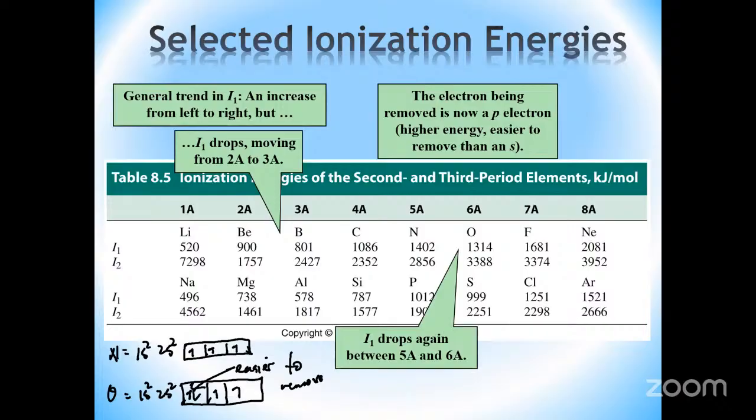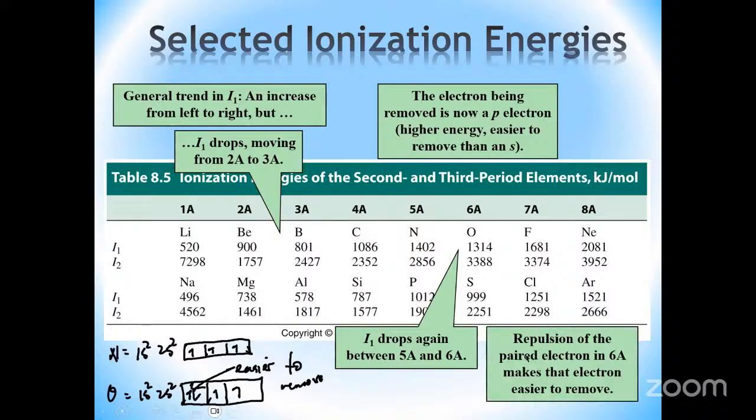All right, so what I just stated is in this green box right here. Repulsion of the paired electrons makes that electron easier to remove. All right. Any questions?